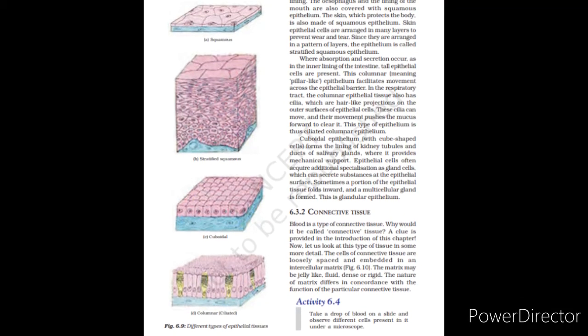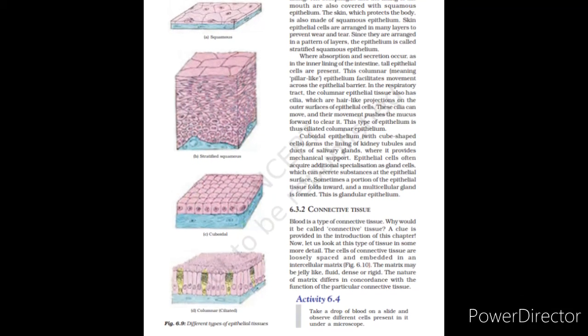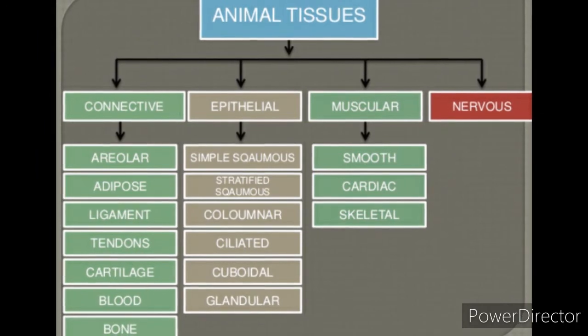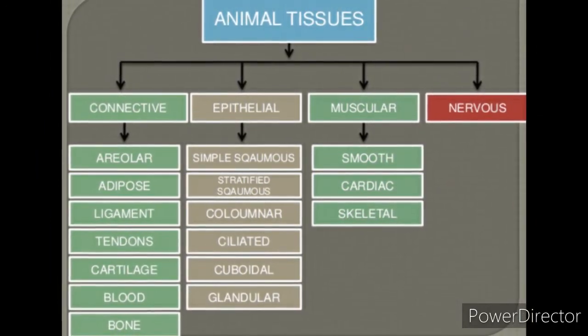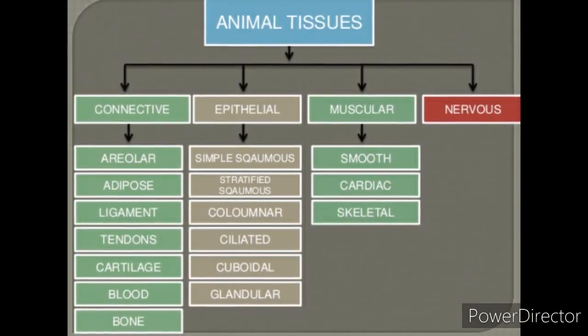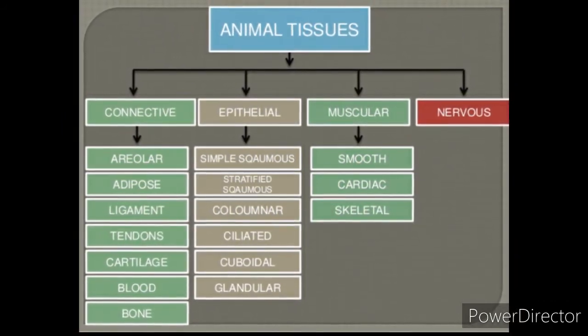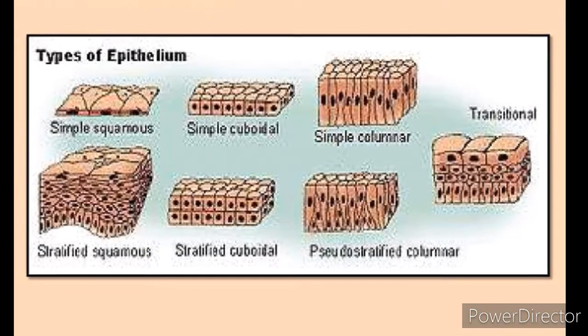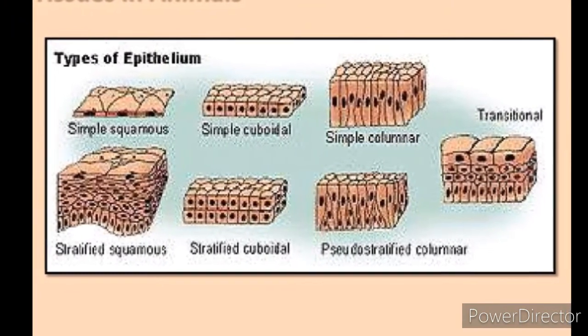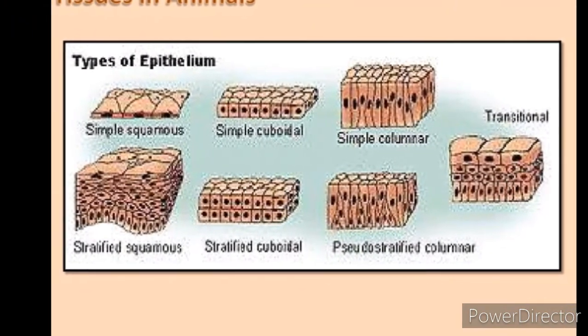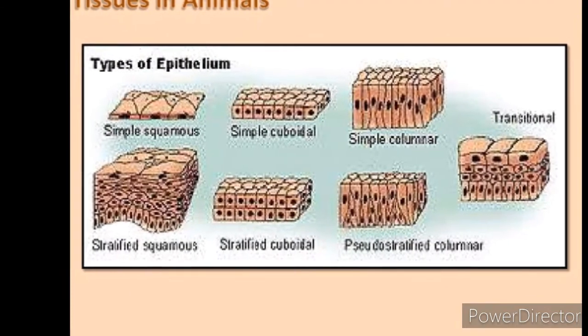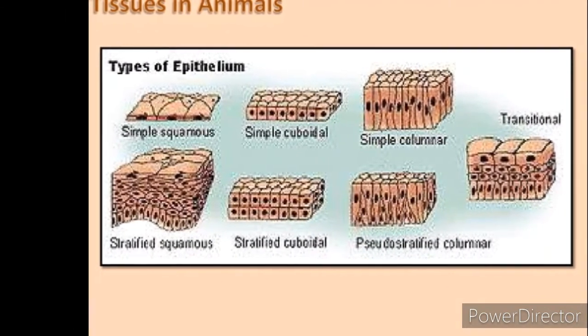Skin epithelial cells are arranged in many layers to prevent wear and tear, meaning breaking of the cells. Since they are arranged in a pattern of layers, the epithelium is called stratified squamous epithelium. Where absorption and secretion occur, as in the inner lining of the intestine, tall epithelial cells are present. These columnar, meaning pillar-like, epithelium facilitates movement across the epithelial barrier.